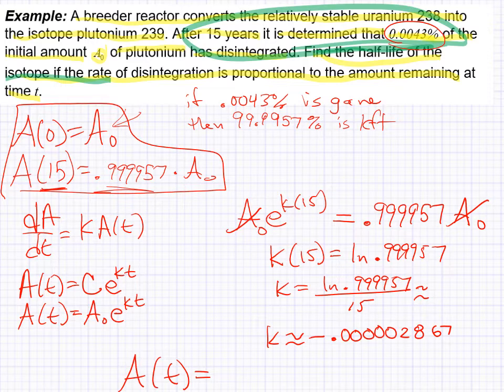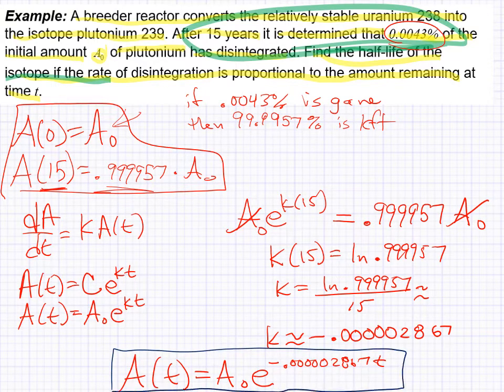Okay? So my function that's going to describe the decay of this uranium into plutonium would be A sub 0, whatever the initial amount is. So if I had, I don't know, 10 grams of the plutonium, something like that, that would be A sub 0 e to the negative 0.000002867 t. And notice we have a negative exponent because of the decay. So that's the function that will model the decay of plutonium.